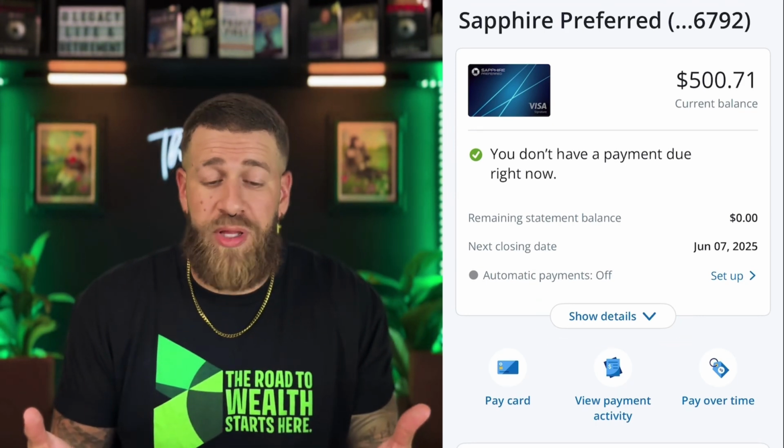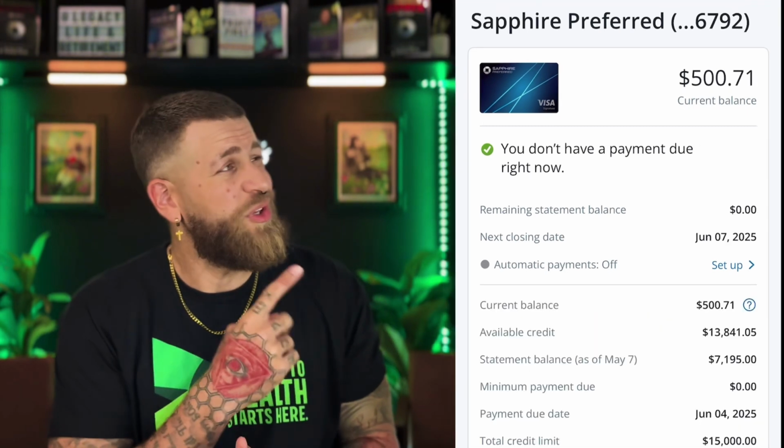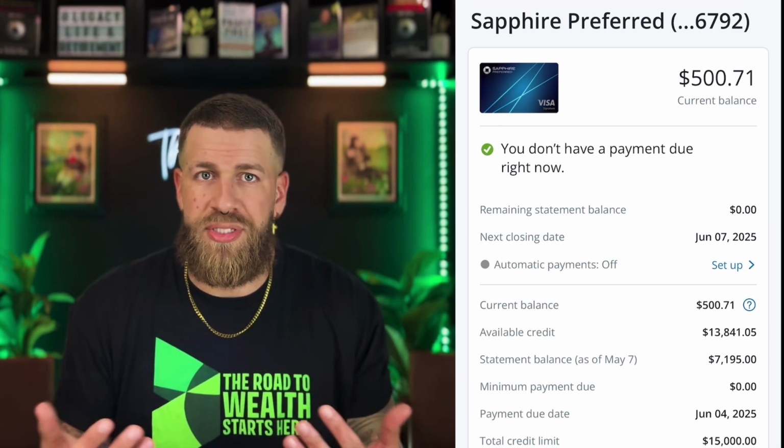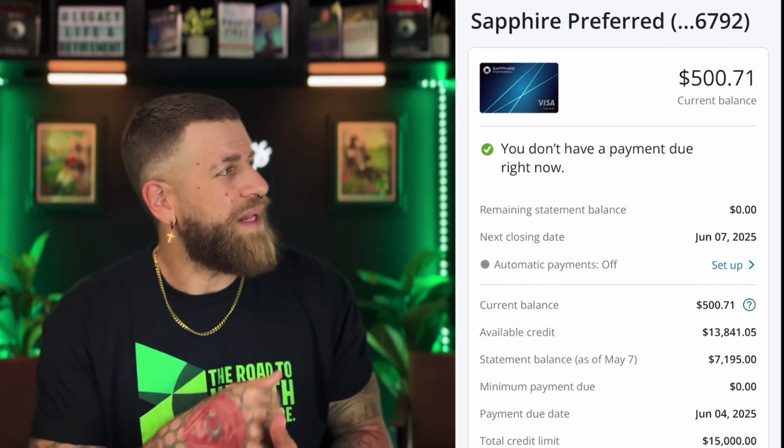So, this is my Chase Sapphire credit card. All I need to do is hit the Show Details dropdown, which will provide me with all the info that I need. You can see my current balance listed at the top there, which is $500.71. My remaining statement balance below that, which is $0 because we pay off our cards in full every statement cycle. More on that later. And then just below that, my billing close date, which is often a few days after my payment due date. So for this card specifically, my statement balance runs from the 7th to the 7th. But I have other cards that are different cycles, so you want to keep an eye on that.